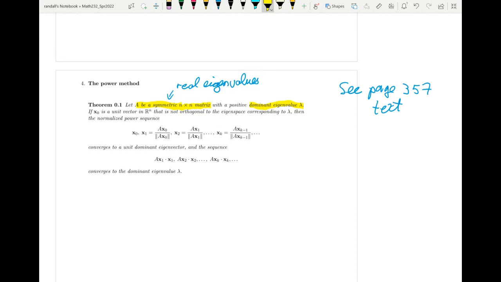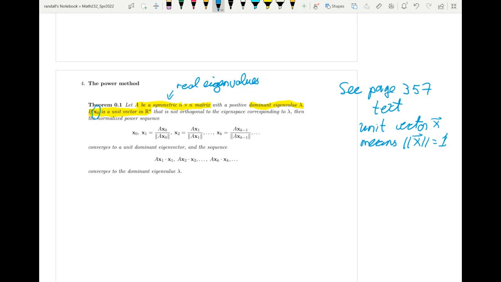So what you do is you start off with more or less a random vector in R^n. Notice we're talking about a normalized eigenvector. Let me just remind you of this terminology. A unit vector x means its norm is 1. So we're starting with a unit vector. This is the x naught you see here.